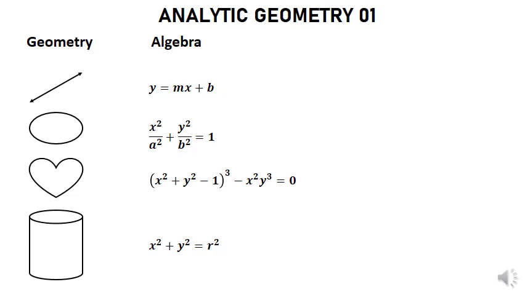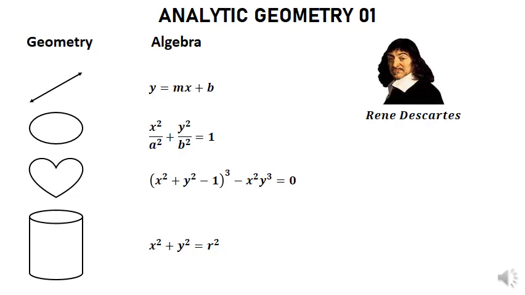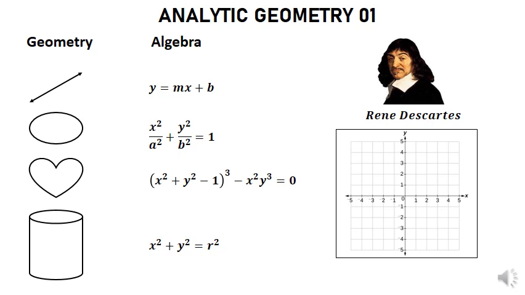So the conversion of geometric figures to algebraic expressions is called analytic geometry, or the conversion of algebraic expressions to their equivalent geometric forms is also analytic geometry. Thanks to René Descartes, who introduced to us the tool to convert geometric figures into algebraic forms, or from algebraic forms to geometric figures. So analytic geometry is actually the marriage between the two branches of mathematics, geometry and algebra.